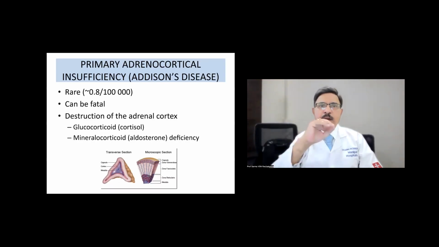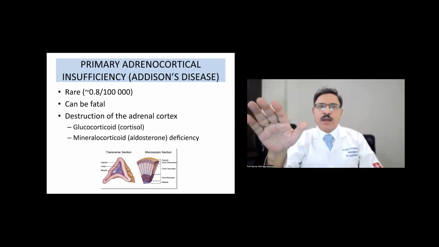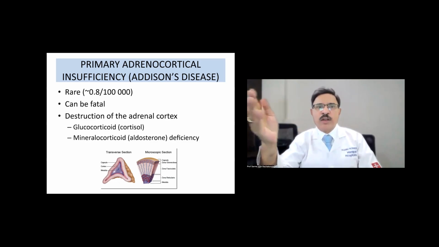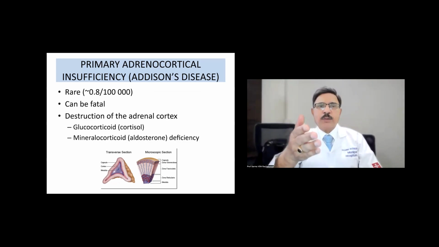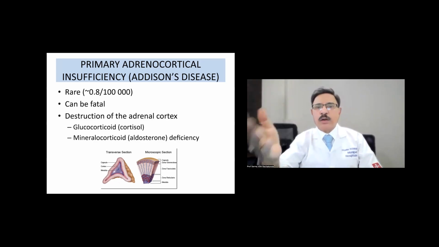Now, primary adrenocortical deficiency is called Addison's disease. Anything secondary is not called Addison's disease. Addison's disease pertains to the gland itself. The frequency is something around 1 in 100,000. In general, the hypofunction frequency is 1 in 1,000. This is 1 in 100,000. Only 10% of the cases are Addison's disease. It can be fatal: destruction of the adrenal cortex, glucocorticoid, cortisol, or mineralocorticoid deficiency.